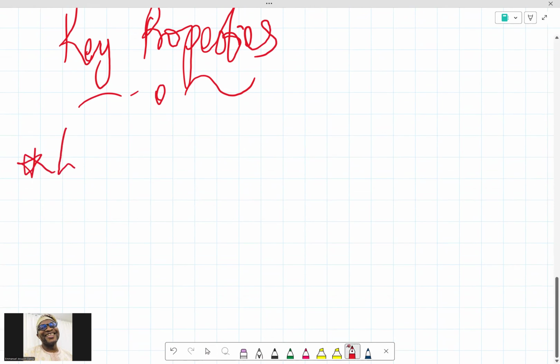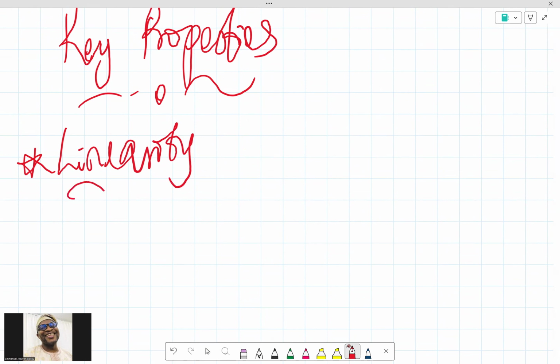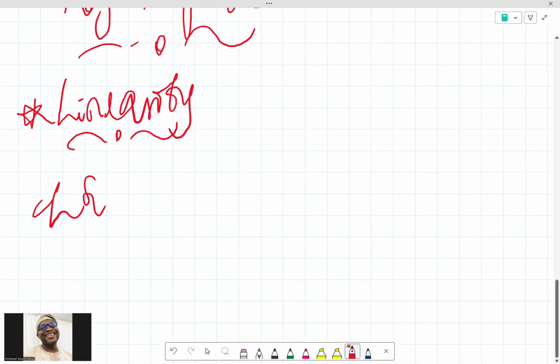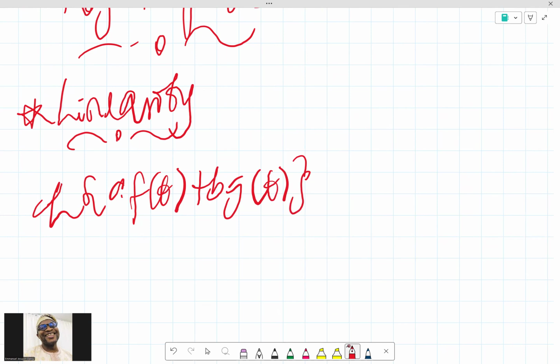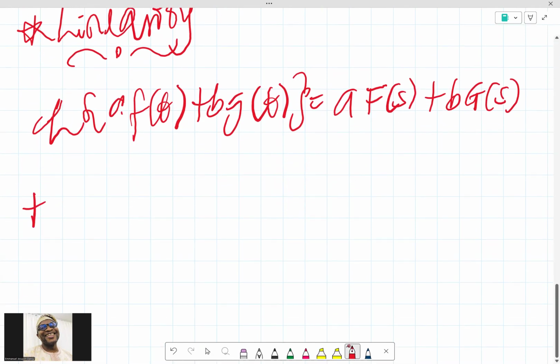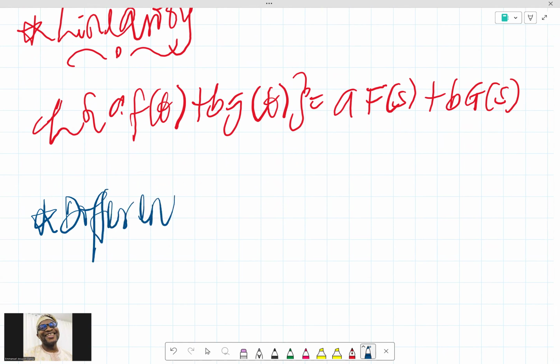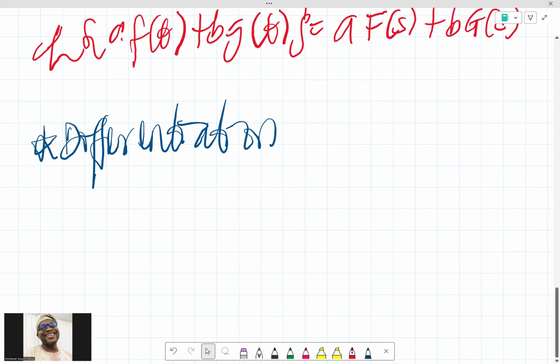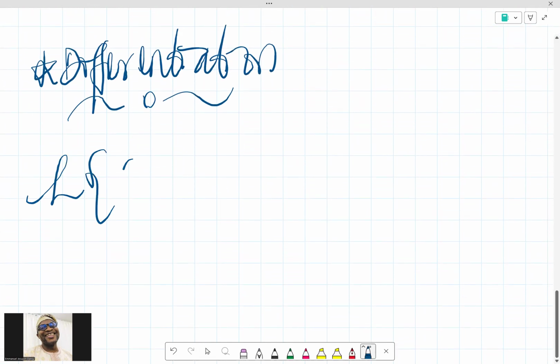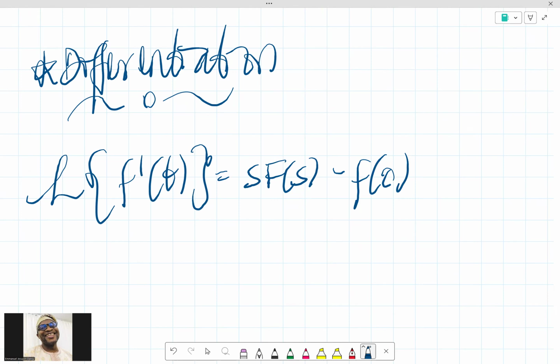So one of the properties is linearity. Linearity simply implies that if you have the Laplace of a f of t plus b g of t, it's exactly the same thing as a F of s plus b G of s. That means the Laplace of a sum is the sum of the Laplaces, so to speak. Then we have the idea of differentiation. For differentiation, if you have the Laplace of f prime of t, it is simply s F of s minus f of 0, the initial condition.